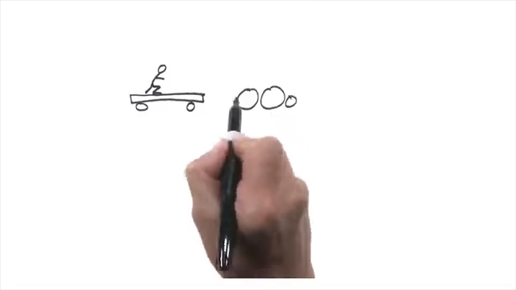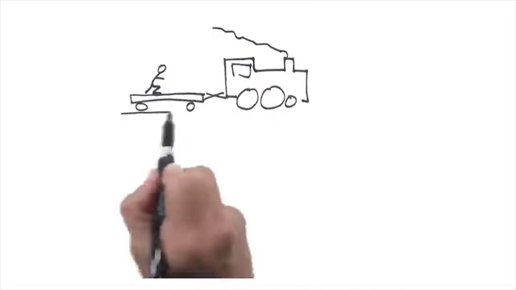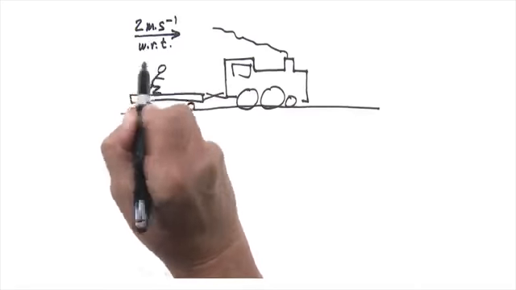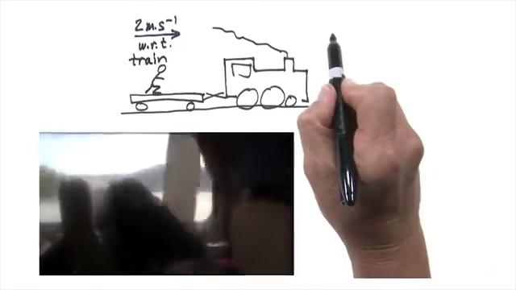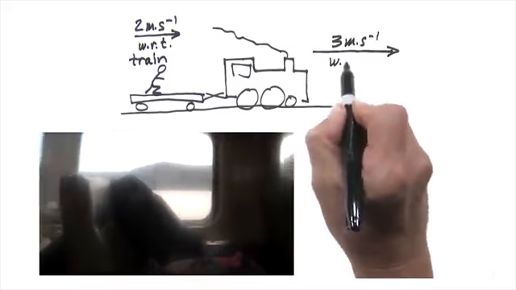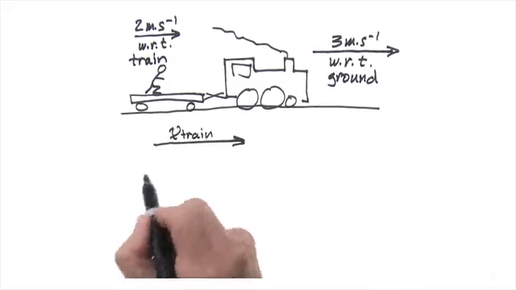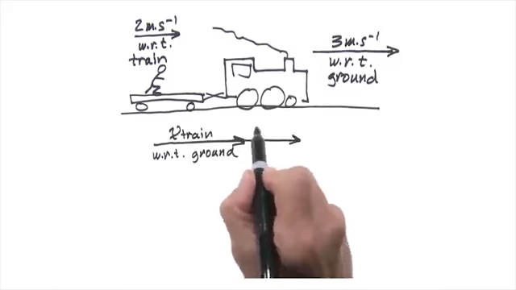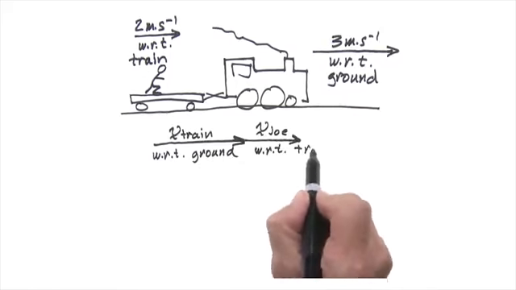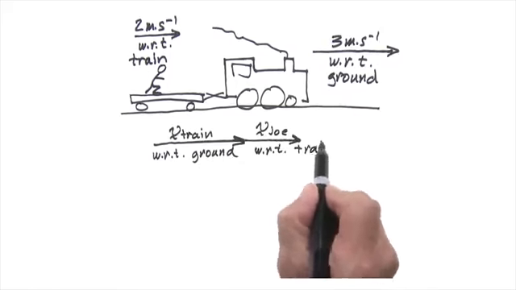In this clip, I'm walking at about 2 meters per second with respect to the train. I'm going to write WRT for with respect to. But the train is travelling at, say, 3 meters per second with respect to the ground. So what's my velocity with respect to the ground? Well, you know the answer. It's easy here because the two vectors are parallel.